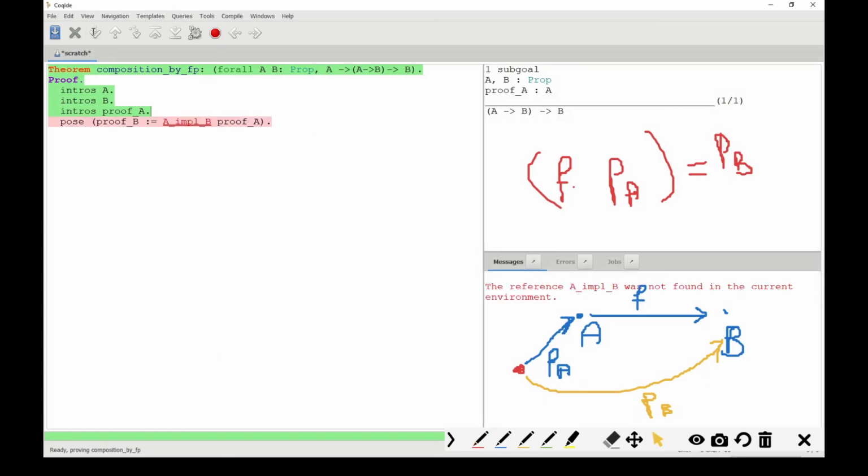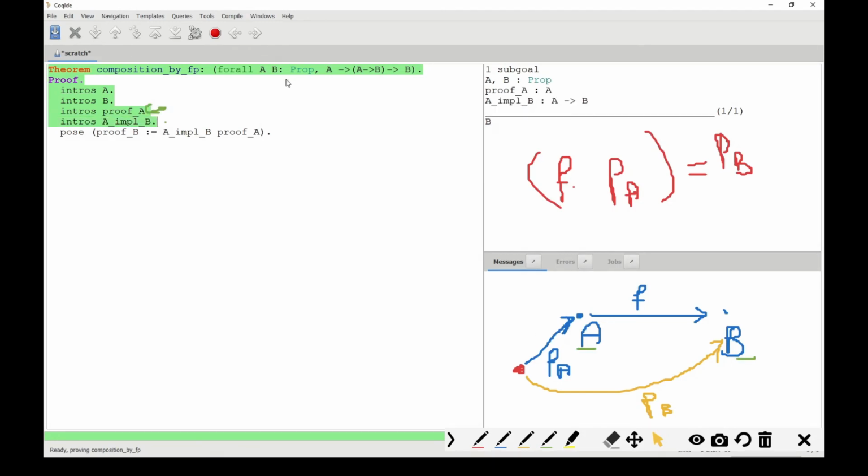Nope, I get an error. It says I forgot to introduce A implies B, which is not defined. I forgot to define it. Let's introduce it. Intros A underscore implies underscore B and run the statement. A implies B is gone from our sub goal, and if we move into the proof statement, then we only have B.